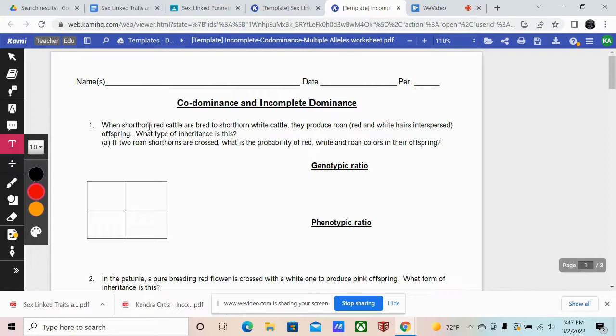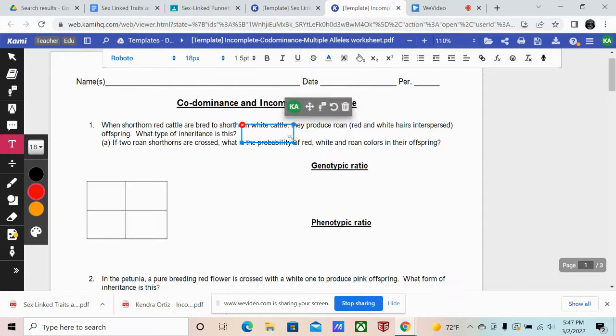When shorthorn red cattle, a cow that is red, is bred to shorthorn white cattle, a cow that's white, they produce what's called roan. It's red and white, so you get both traits. In the past, when we crossed a red and a white, they'd all be red or they'd all be white, but there wouldn't be red and white. So this is a cow that has red and white patches. And what is that called? That's called codominance.